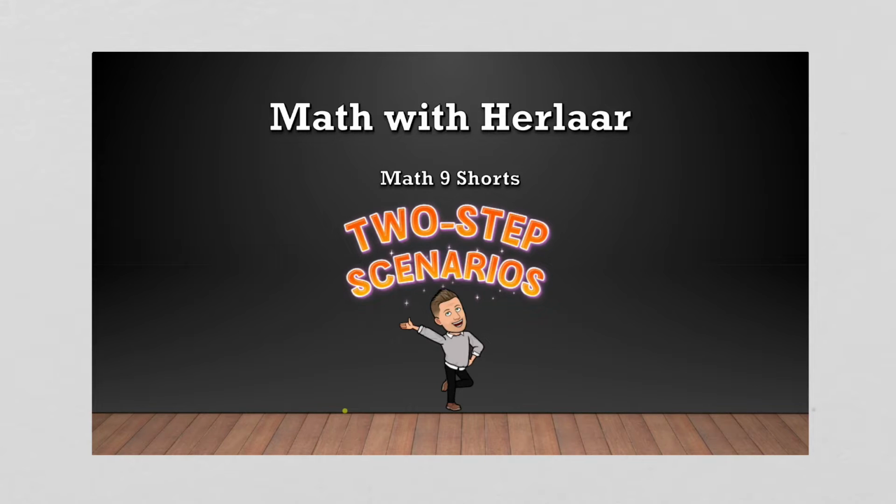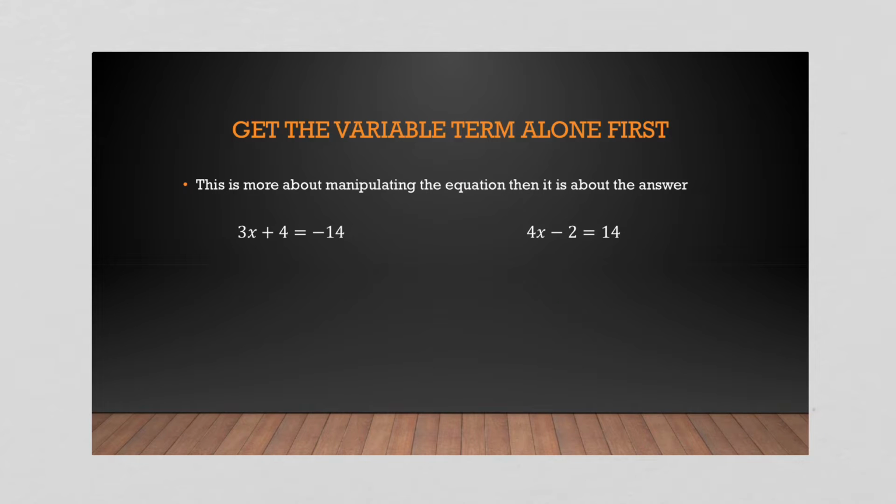Okay, Math 9, let's get after it. Here we go. We're going to look at two-step scenarios. If you watched the addition or multiplication principle video, this is a step up from there. We now have two steps to solve an equation. We're multiplying or dividing with our variable, and then we are doing more to it.